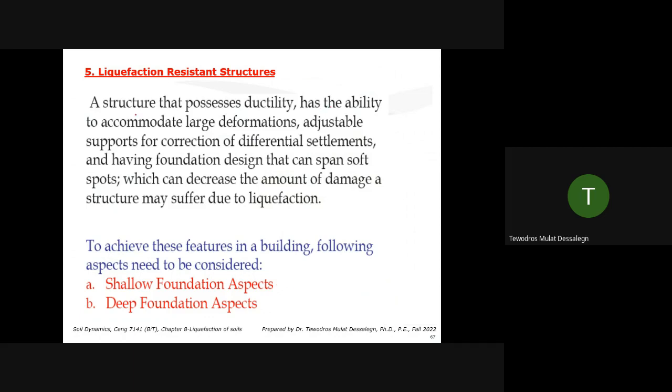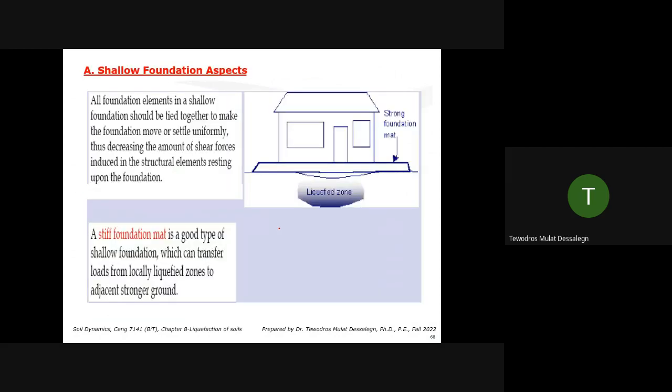A structure that possesses ductility, has ability to accommodate large deformation, adjustable support for correction of differential settlement, and having foundation design that can span soft spots. It's like a mat foundation, which can decrease the amount of damage a structure may suffer due to liquefaction. To achieve these features in a building, the following aspects need to be considered: shallow foundation aspect, deep foundation aspect.